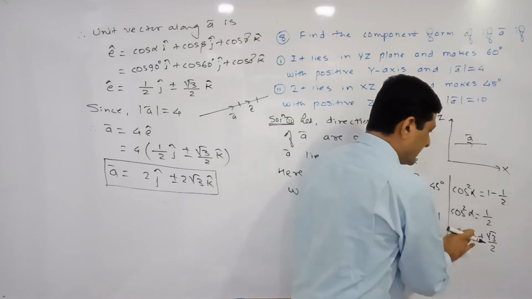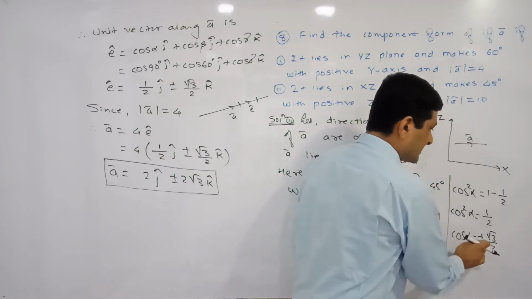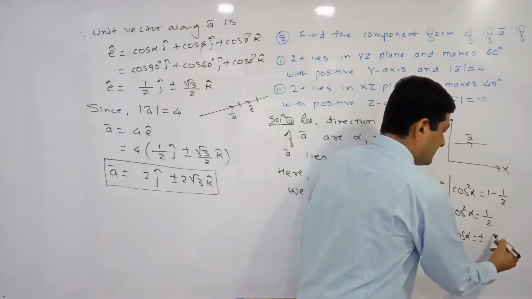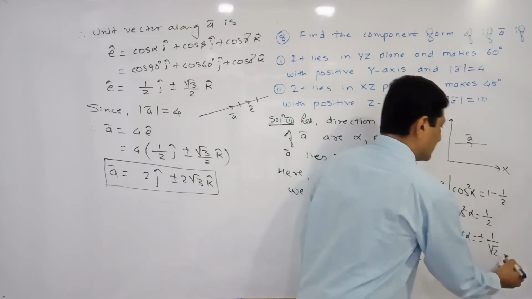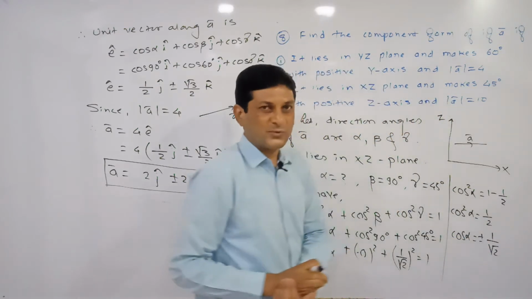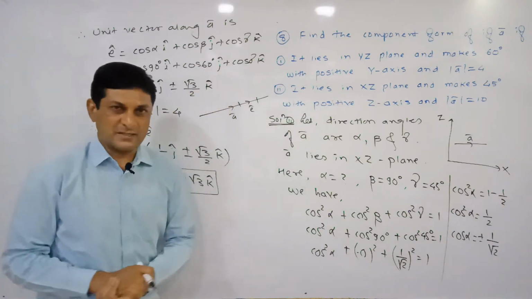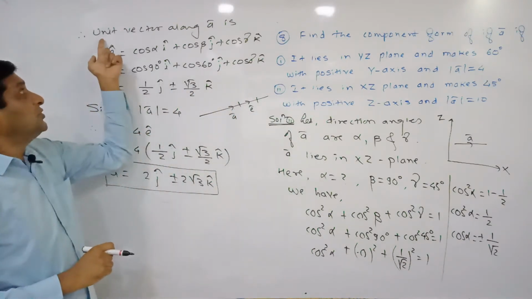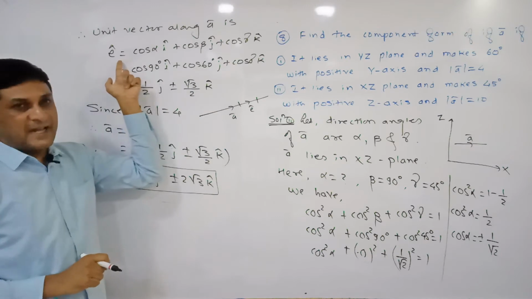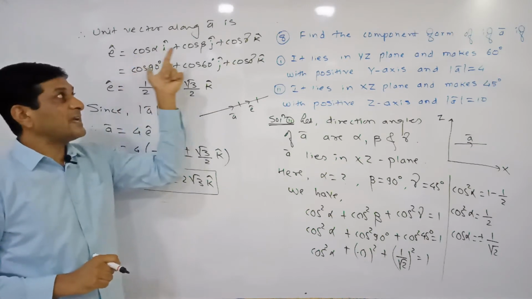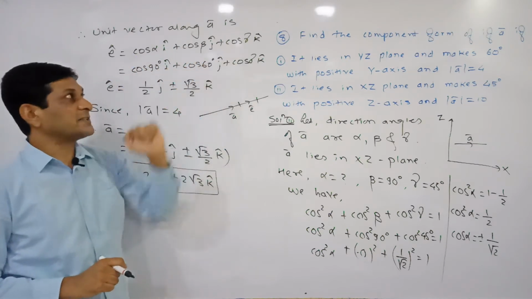And if you are taking square root on both sides, what is the value of cos alpha? Plus or minus 1 by root 2. Just simply we have taken square root on both sides. In this way we have got the value of cos alpha. Now the unit vector along a bar is defined as, again, e cap is equal to cos alpha i cap plus cos beta j cap plus cos gamma k cap.